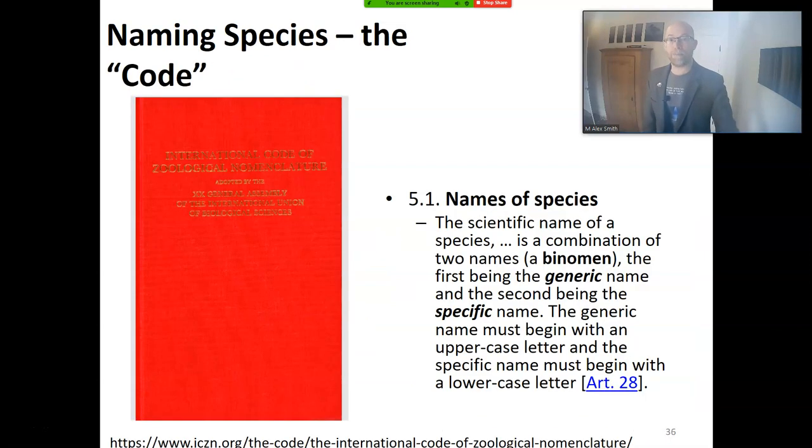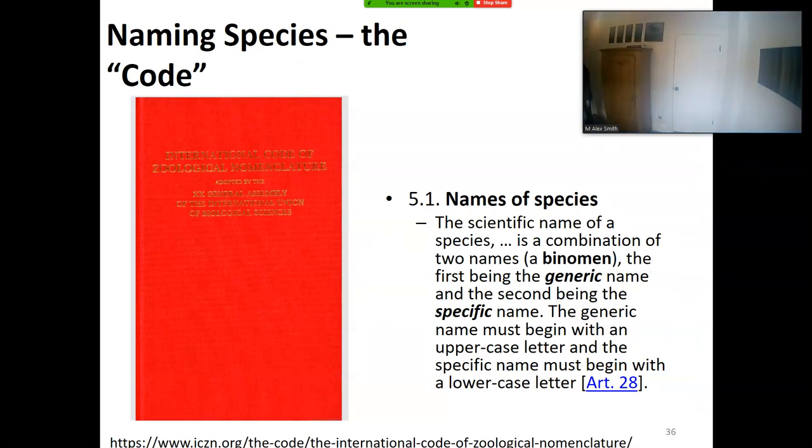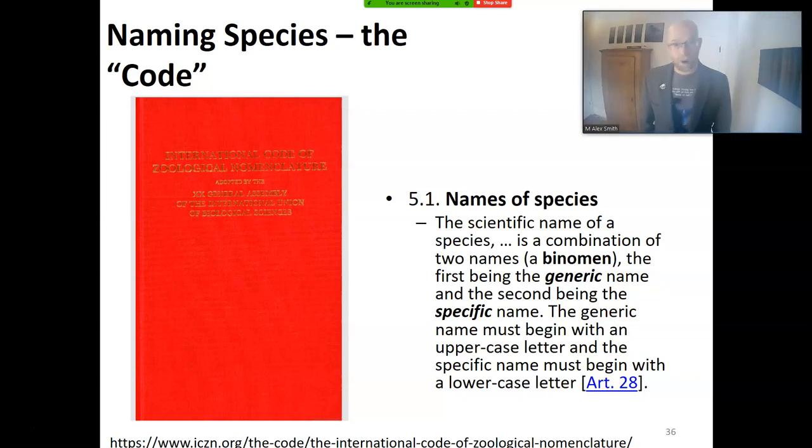I'm going to talk briefly about these things. So, some of the rules involved in naming species. There is actually a code. This is the International Code of Zoological Nomenclature. Not only is there one code, there's multiple, because fungal people have theirs, plant people have theirs.